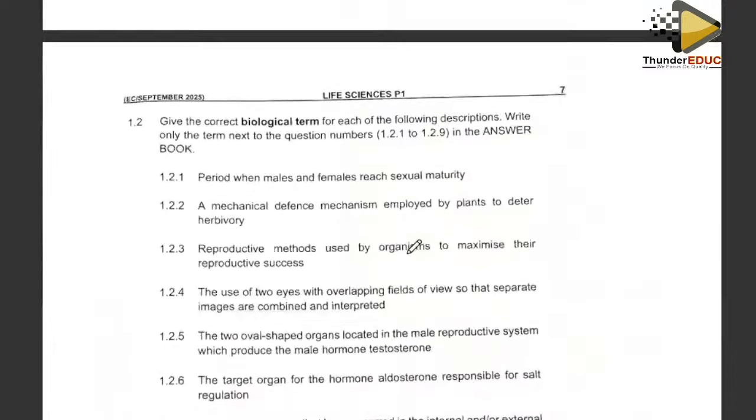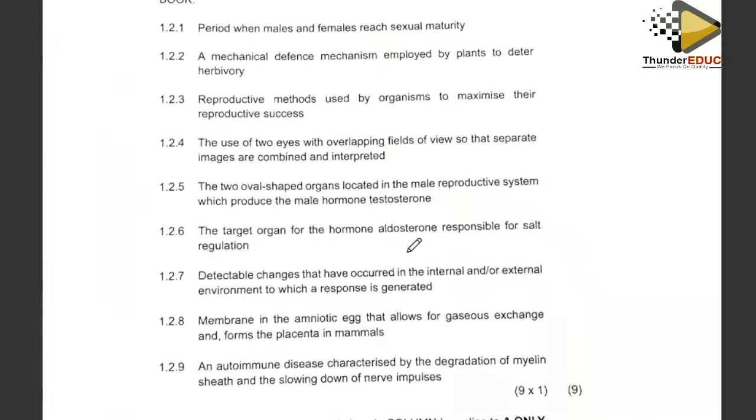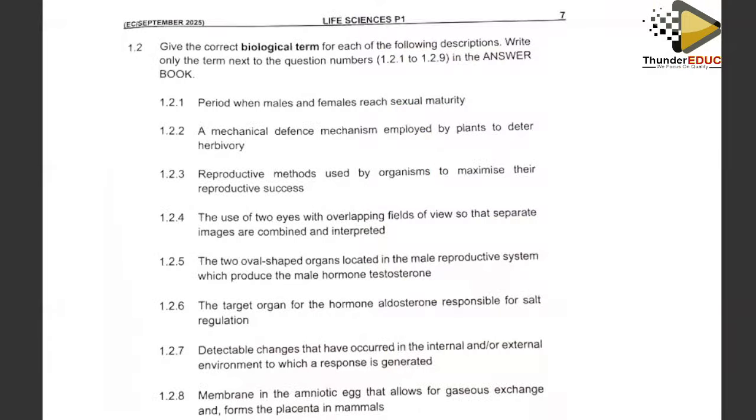All right, we go to the next questions, which you call the terminologies. I like them. So, period when males and females reach sexual maturity. So how do we call this? We call this one puberty.